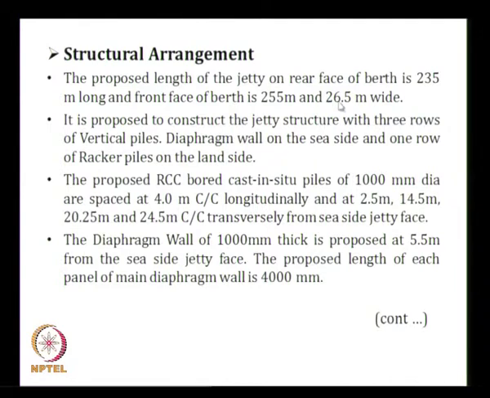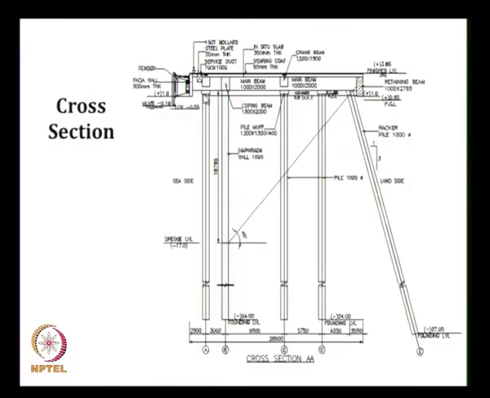The distances are given. The longitudinal spacing is at every 4 meter center to center. The piles are at 2.5 meter, 14.5 meter, 20.25 and 24.5. The distance between pile A and C is governed by the crane rail spacing. We have a crane rail with a track width of 12 meters.